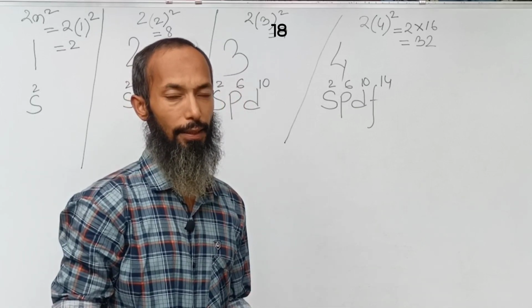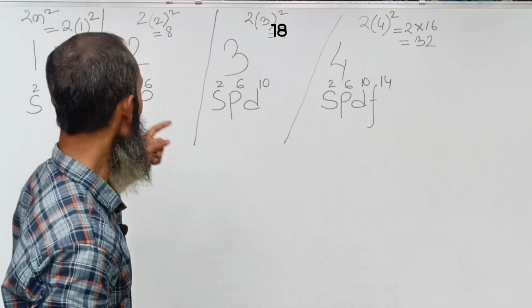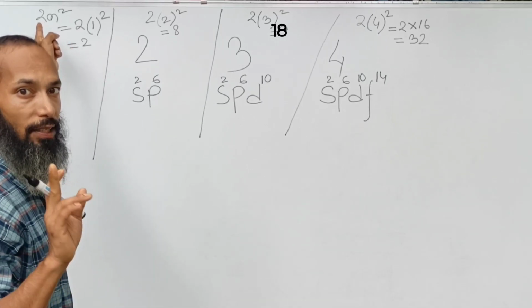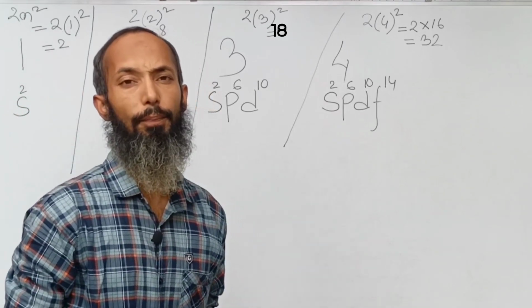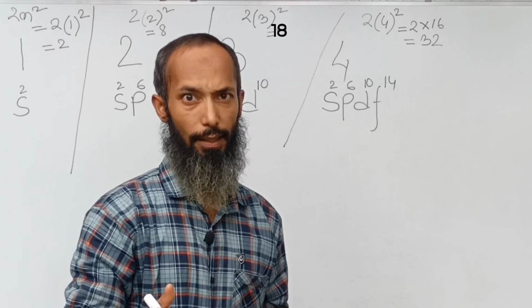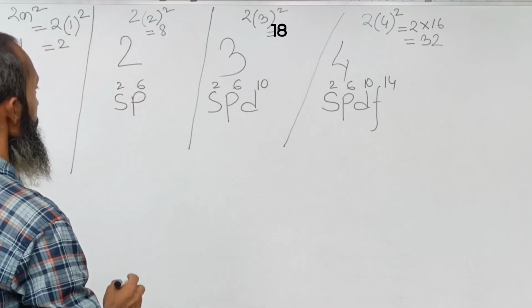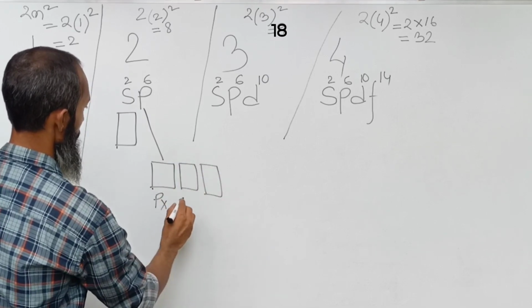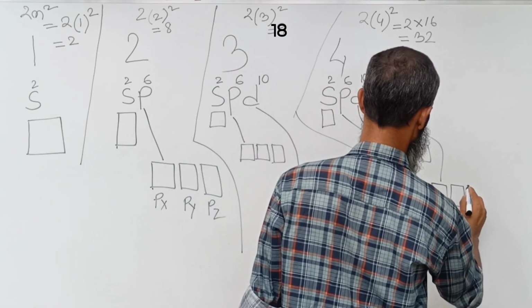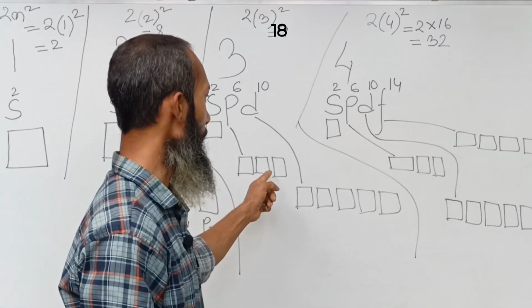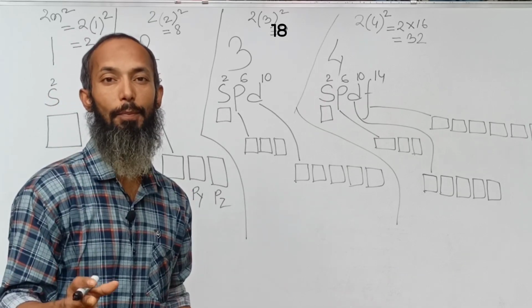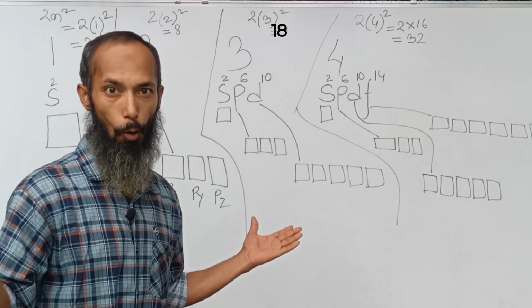Here we have seen that the total number of electrons that can be accommodated in a shell is equal to twice n square, where n refers to the principal quantum number. Now, the second rule is that the total number of electrons that can be accommodated in a subcell is twice the number of orbitals. Here these are the orbitals. We came to know that the number of electrons that can be occupied in a subcell is double, or twice, the number of orbitals that it contains.